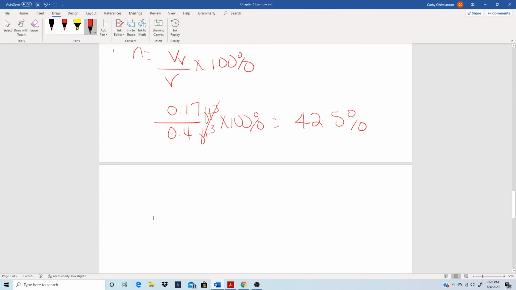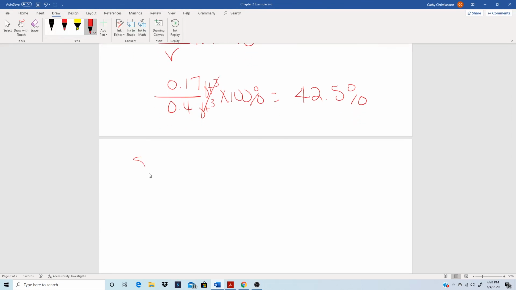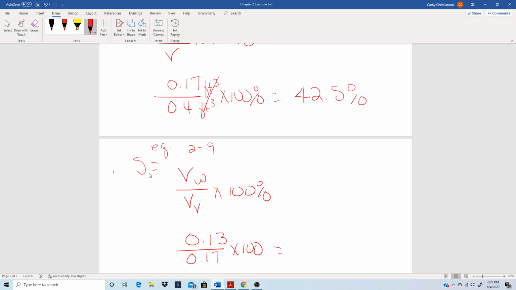And the last thing they want is degree of saturation, which is S equals, and this one's equation 29, volume of water divided by volume of voids times 100. So our volume of water was 0.13 divided by the volume of void, 0.17 times 100. And that gives me 76.47%.